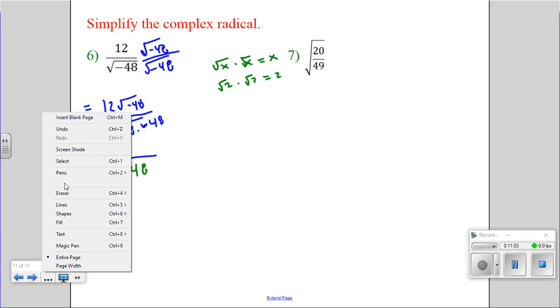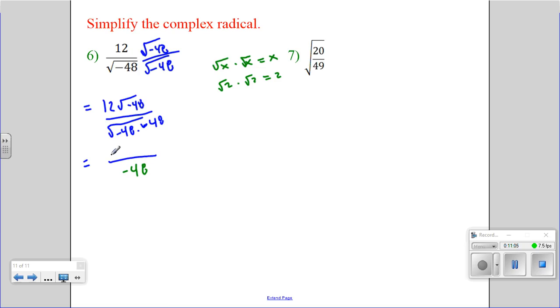At the top, I still have a 12 times the square root of negative 48. All right. First thing I would do in this situation, the next thing, I would reduce the 12 and the 48.